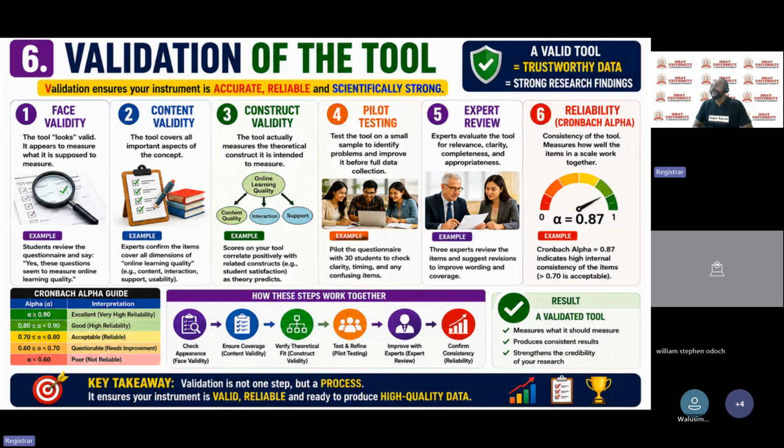Then what we do is reliability, and for reliability, we use the Cronbach Alpha test. People say Cronbach Alpha test. I'll explain what it is in detail. For the time being, if the Cronbach Alpha is 0.87, it indicates there is internal consistency. So I'll tell you what this Cronbach Alpha test does.